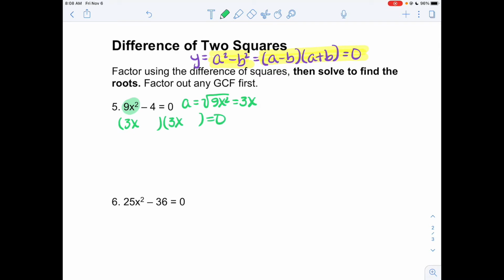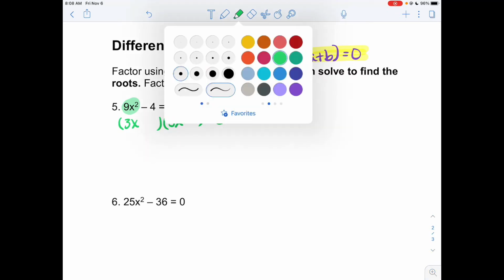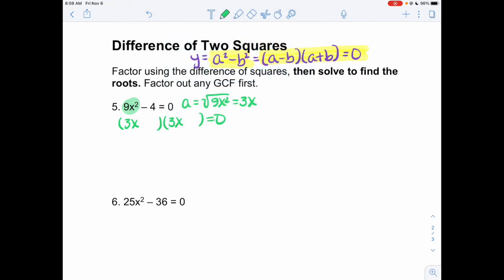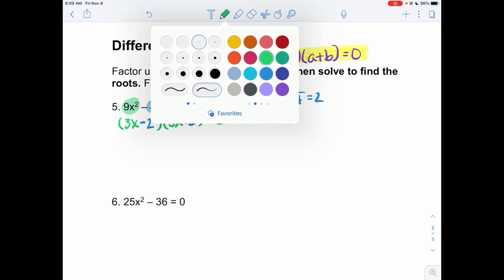Now I need to figure out what goes in the back of my parentheses, and that's going to be my b term. I have a b squared of 4, leaving me with b is equal to the square root of 4, and the square root of 4 is 2. So I need a 2 in the back of each parentheses, one with a minus and one with a plus. And now I can use my zero product property to break these apart and solve. Let's take a look at what that is going to look like.